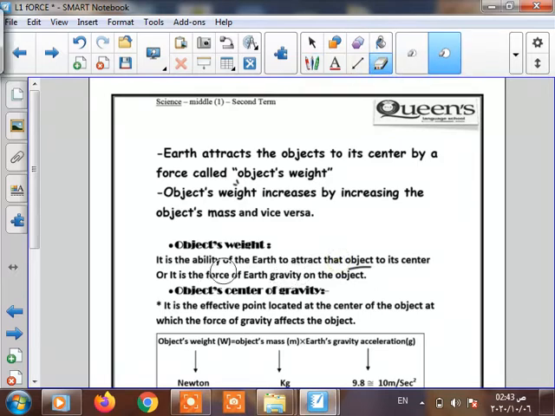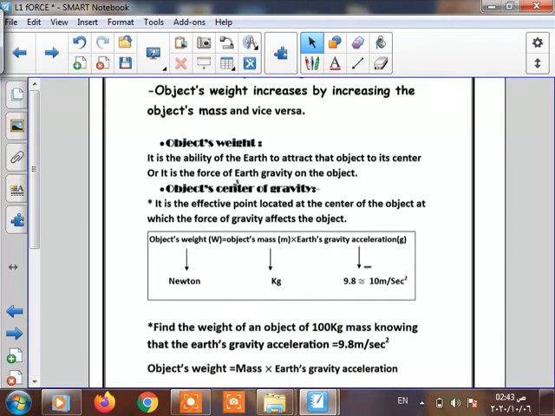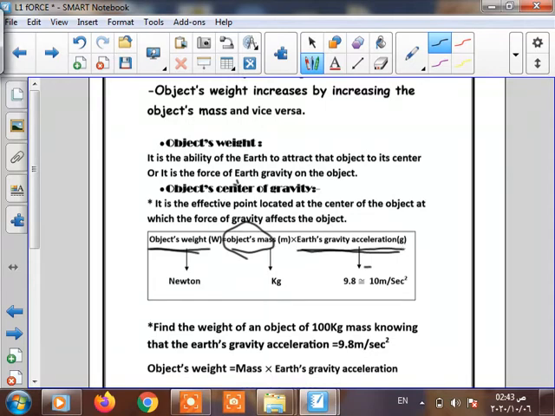Then I have the object's center of gravity. It is the effective point located at the center of the object at which the force of gravity affects the object. I have a relation by which I can calculate the object weight. Object weight equals the object mass times Earth's gravity acceleration, which is a known quantity, 9.8, or I can make it 10 meters per second squared.